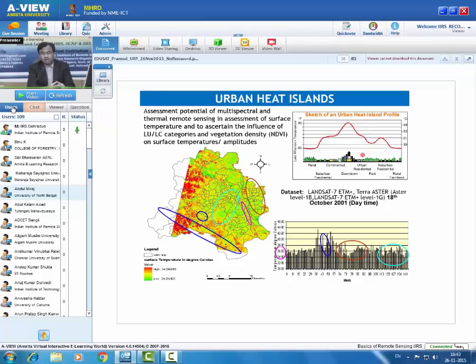Now the thermal band, whether it is a single band available in the satellite data, the mono-window technique, or two bands available, that is the split-window technique, one can understand the land surface temperature pattern within the city, within the ward area, or across various kinds of land uses.